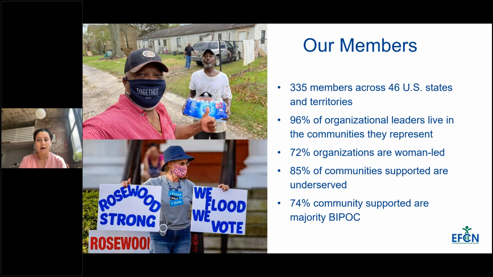96% of the organizations that we support have organizational leaders that live in the communities that they represent. 72% of the organizations are woman-led. 85% support communities that are underserved. And 74% support communities that are majority Black, Indigenous, and people of color. With this sort of demographic, we're really uniquely positioned to work towards equity, by centering equity in green infrastructure, by really centering the voices of our communities and their work, especially in processes where they've been historically excluded. So next slide.